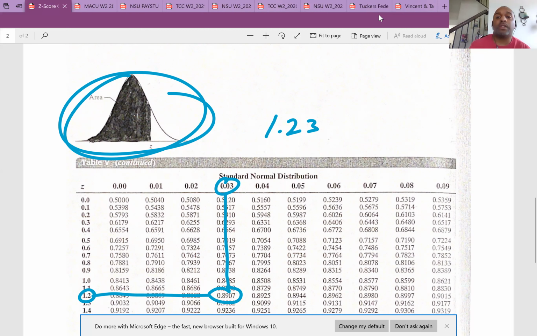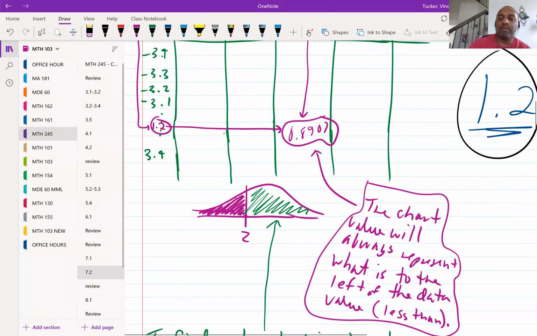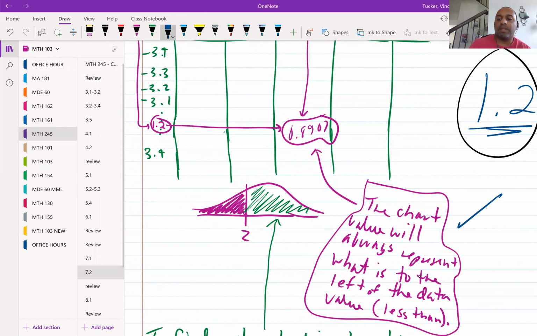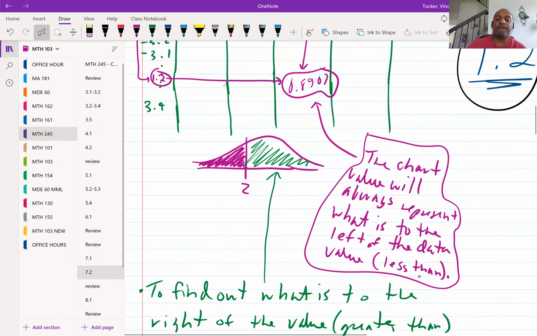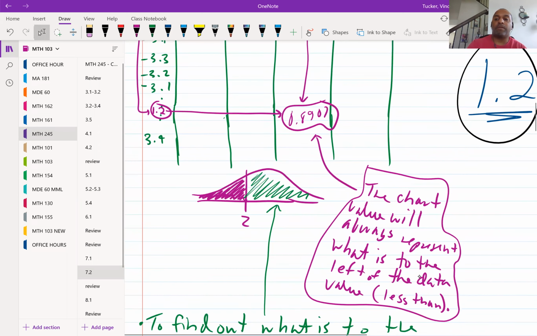Okay, so let's go back to the notes. All right, so you see we got the 0.8907. And this purple is what I just mentioned: the chart value will always represent what is to the left of the data value, in other words, less than. I'll give you a chance to write that.